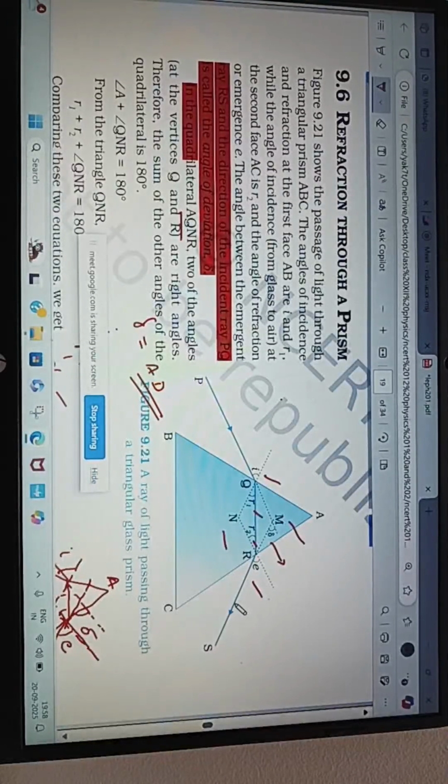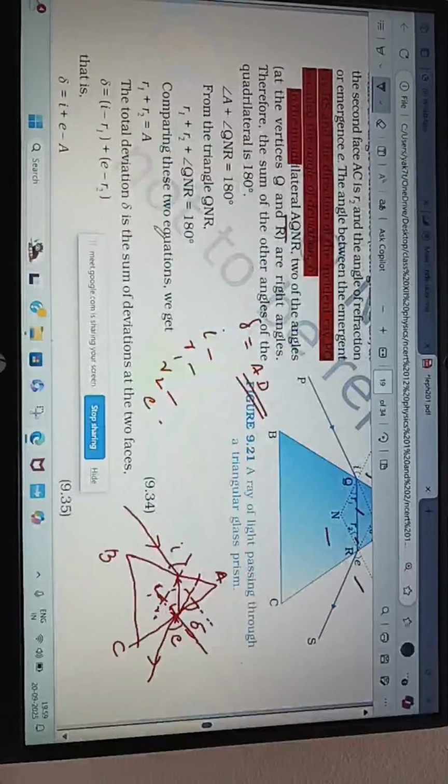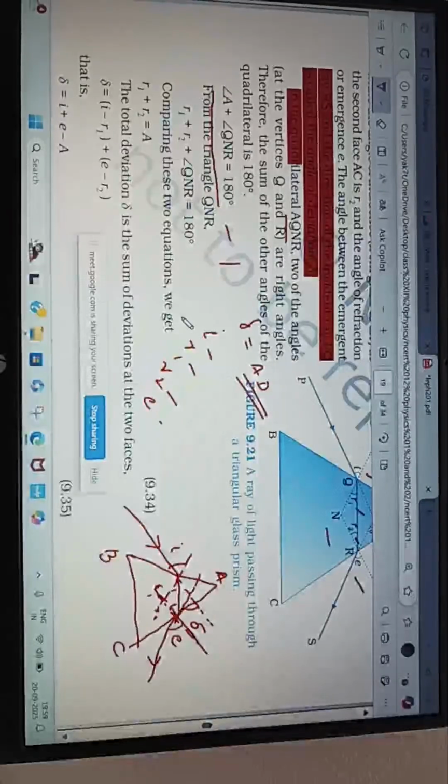Then next here, in a quadrilateral, the sum of the opposite angles is 180. See this. This is the first equation you mark. In your book itself, you can mark with pen or pencil. Okay? From the angle QNR, QNR means this, Q N. You understood the first one?